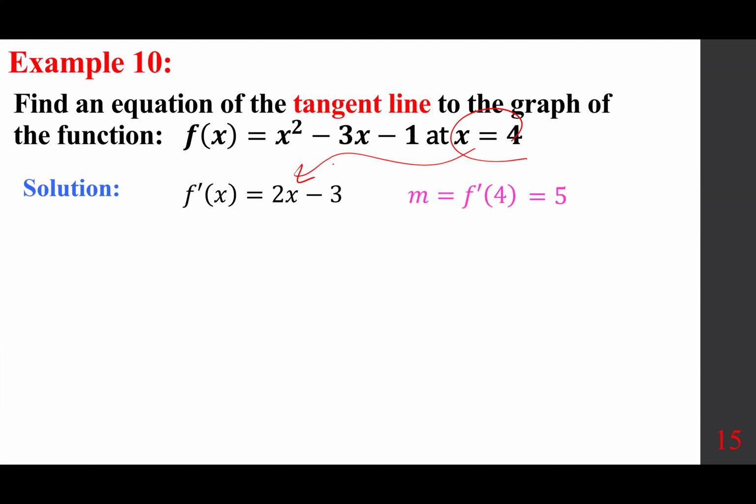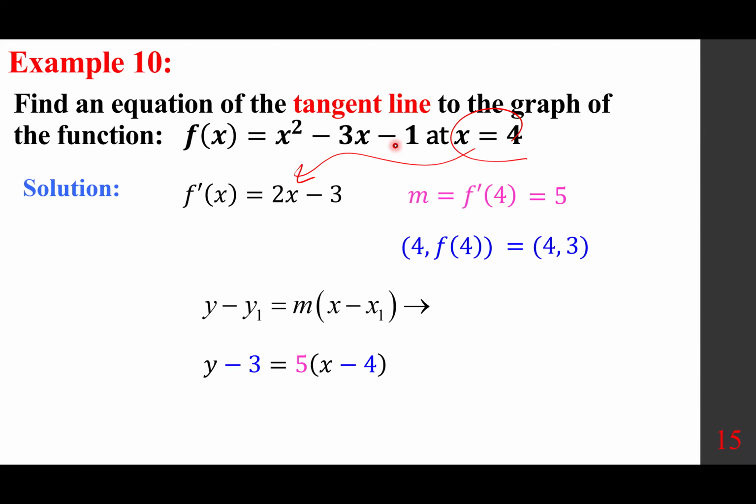Now you need a point, so plug in 4 into the function. 4 squared minus 3 times 4 minus 1 becomes 3. And now you use the point-slope form. Y minus y1, that means y minus 3, equals m, 5, times x minus x1, that means x minus 4.